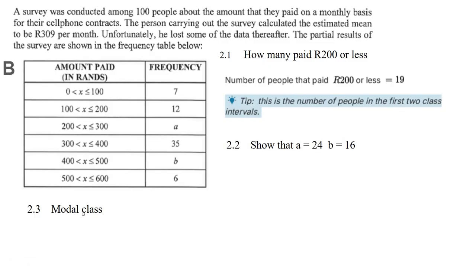Okay, the first two class intervals. The modal class is the class with the most, and that's this range here from 300 to 400. That's called the modal class.